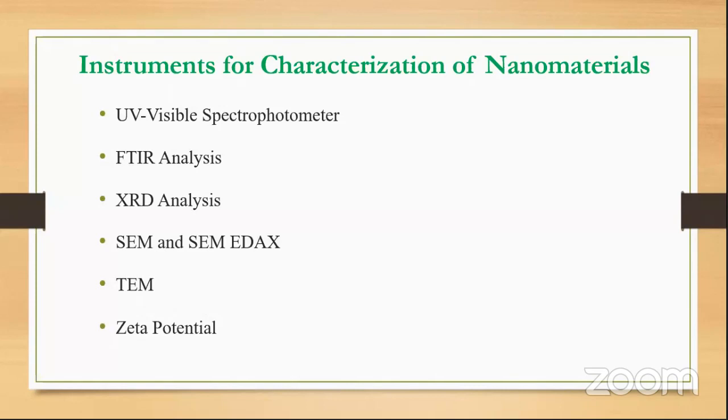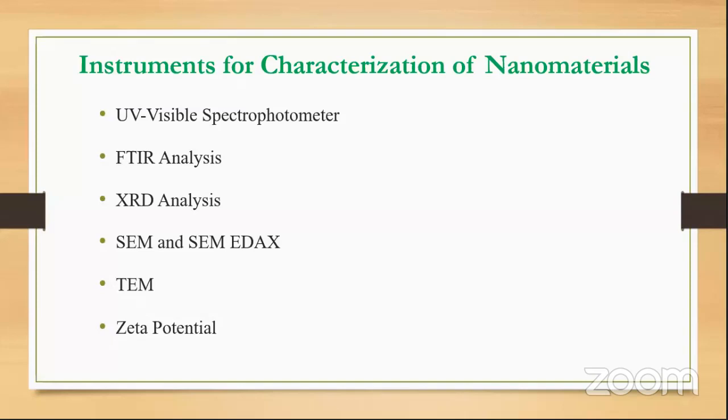Next, transmission electron microscopy. It is a powerful tool. By using this transmission electron microscopy, we obtain the nanoparticle size and shape clearly. It is also one of the good instruments for finding the size and shape of the nanoparticles with good images.